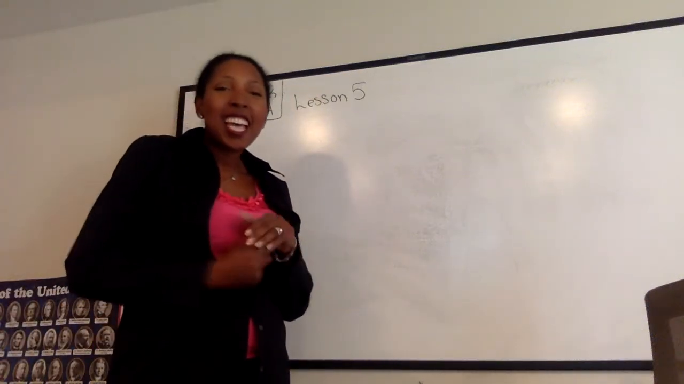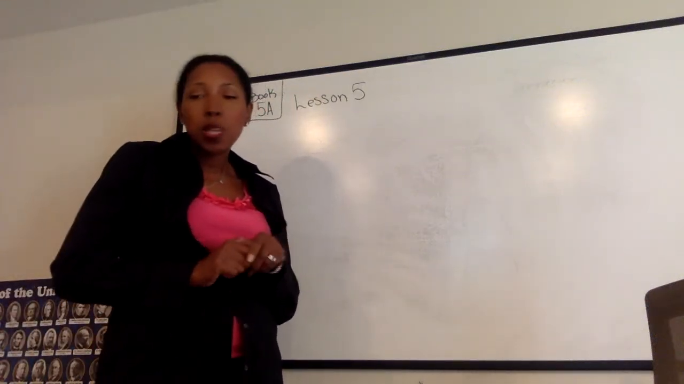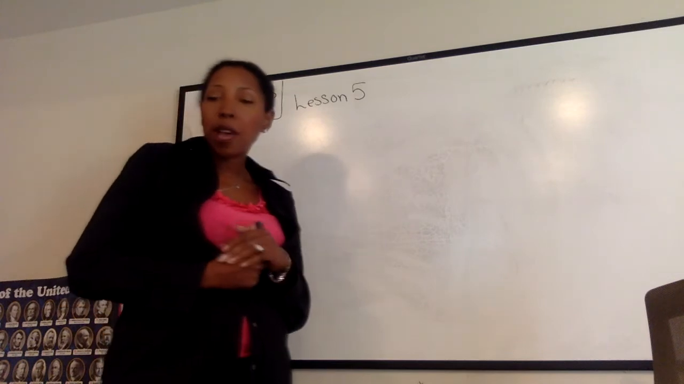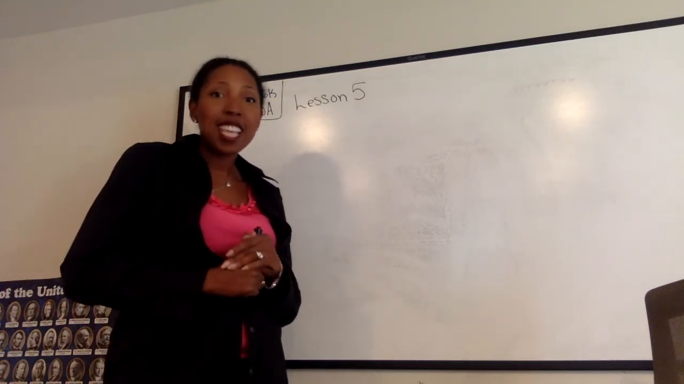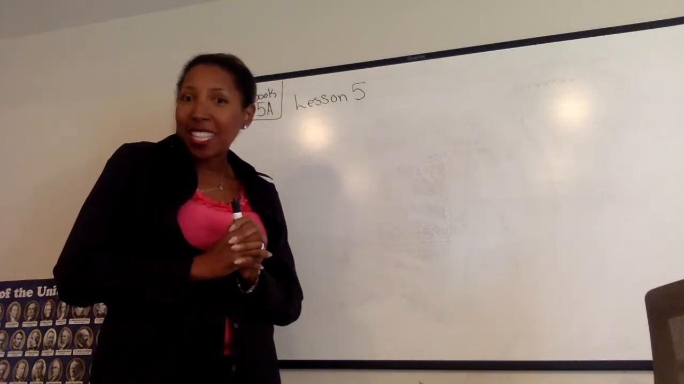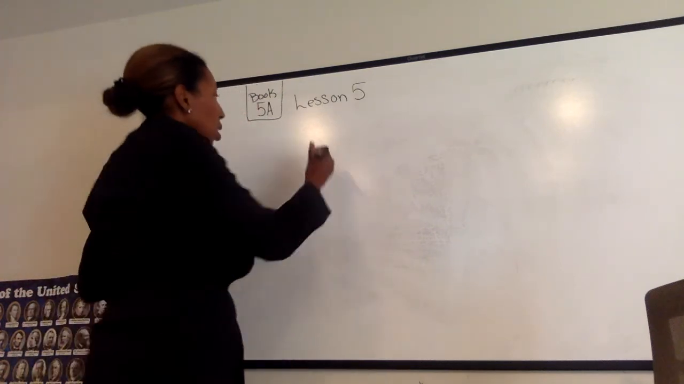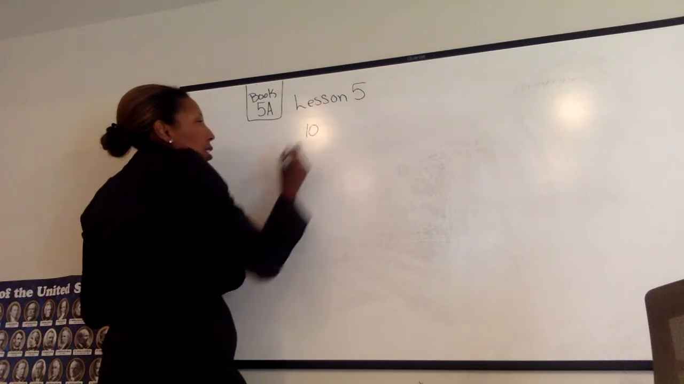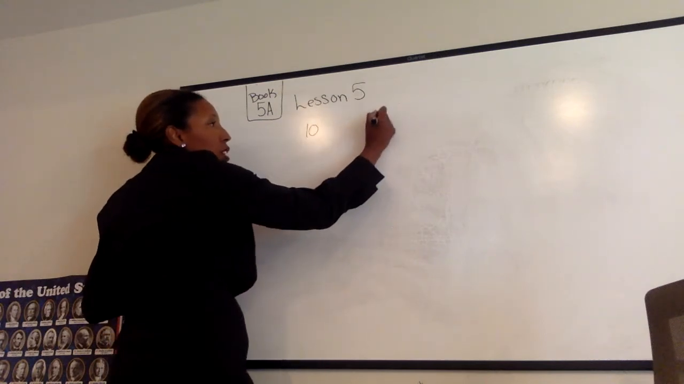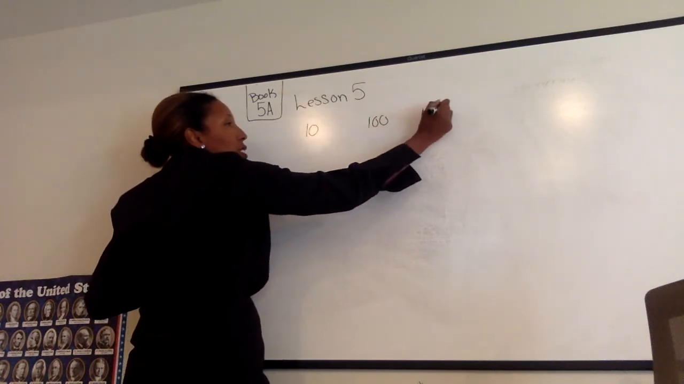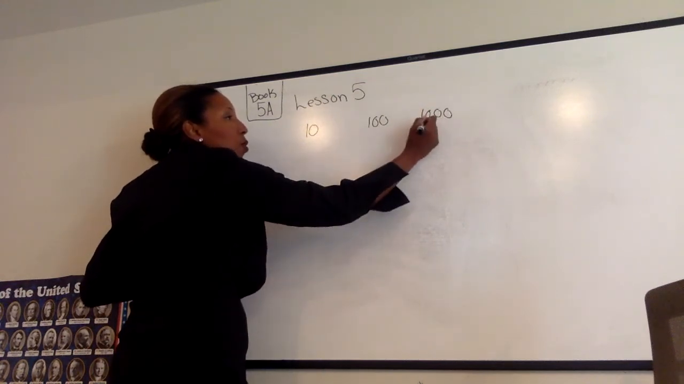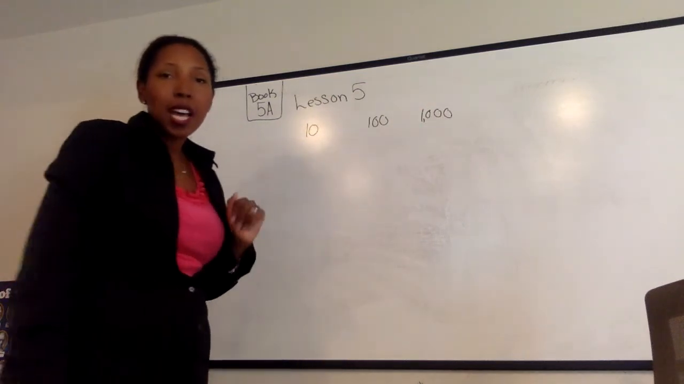Hello again. So today we're going to be doing lesson 5, which talks about multiplying by tens, hundreds, or thousands. This hopefully will be a very quick and easy lesson. All we're doing for this is taking 10, 100, or 1,000 and multiplying it by a number.